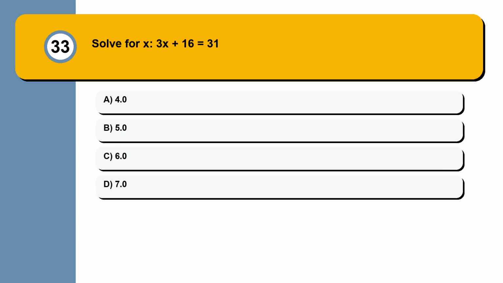Question 33. Solve for x: 3x plus 16 equals 31. 4.0, 5.0, 6.0, 7.0.